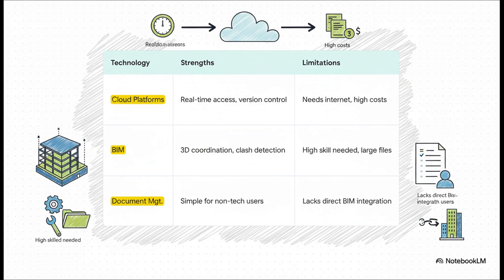Now, what's really interesting here are the trade-offs. Cloud platforms give you this amazing real-time access, which is fantastic, but they obviously rely on a solid internet connection and can get pricey. Then you have BIM, Building Information Modeling, which is basically a super detailed 3D digital twin of the project. It's incredible for spotting when a pipe is going to run right through a steel beam before it gets built, but it requires serious skill and creates these gigantic files.